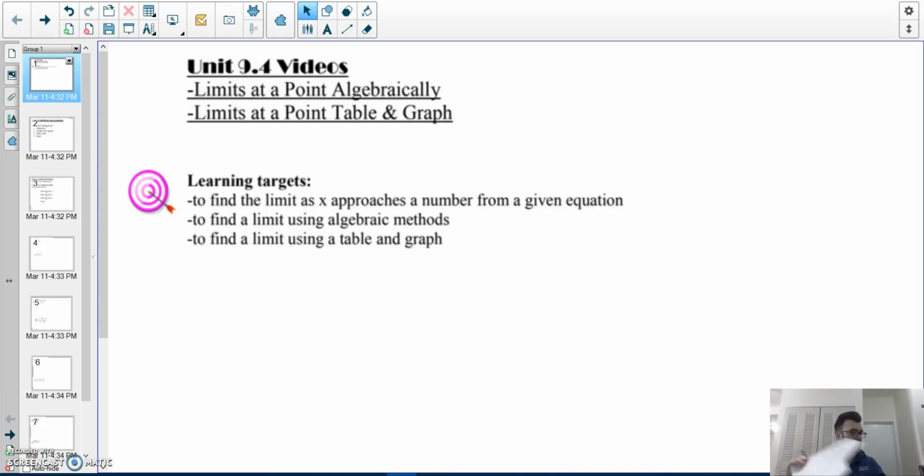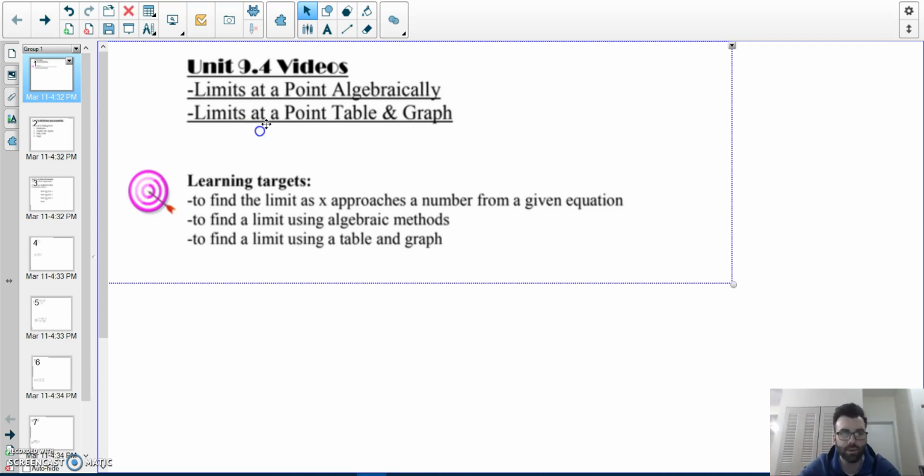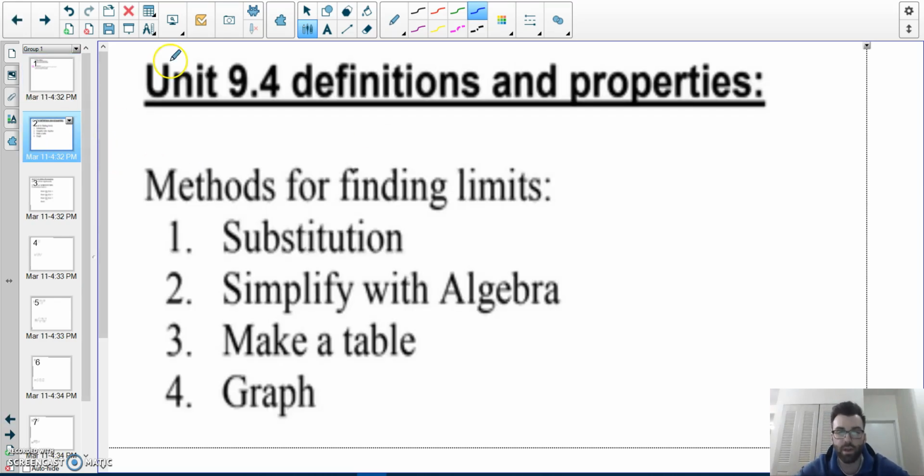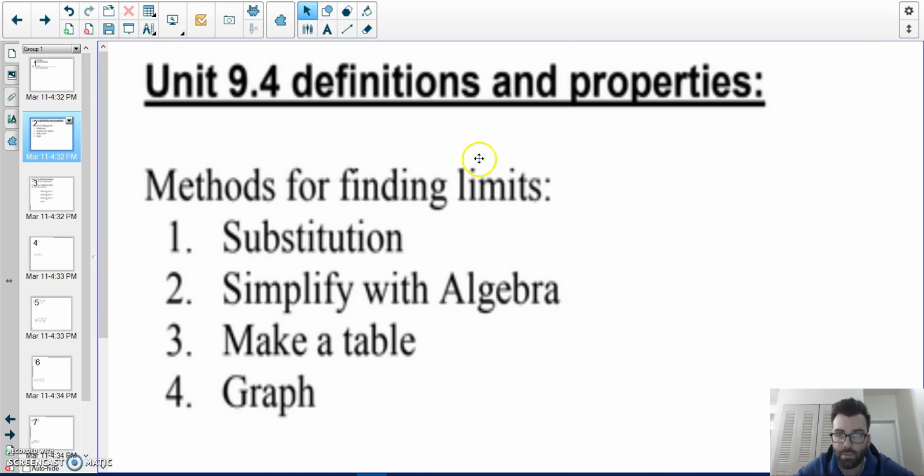Alright, so here we go. In our last video we talked about limits graphically. In these next two videos, the first one today we're going to talk about limits at a point algebraically, and then evaluating points using a table or a graph. We talked about the graph, we're talking about the table in the next video. Okay? So there are a couple different ways we can evaluate limits.